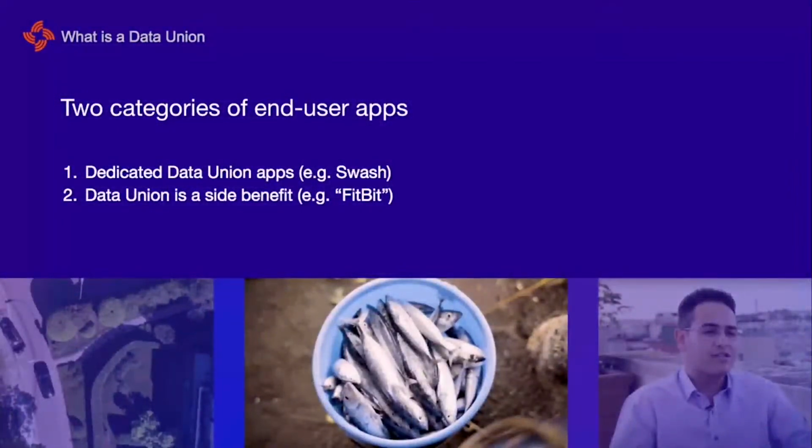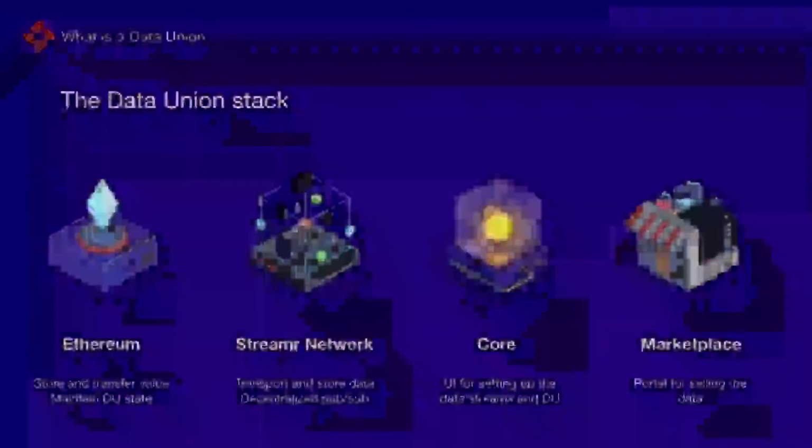Of course, there are many kinds of data that can be shared and sold, from people using digital services to IoT and environmental sensing, such as weather or pollution data. Broadly speaking, there are two categories of end-user apps. There's dedicated apps like Swash, where data sharing is the main feature of the app. But the data union features can also be added on top of existing apps as a sort of side benefit. For example, imagine a Fitbit data union where the framework would be part of the Fitbit app and give the users the option to share and monetize their wellness data.